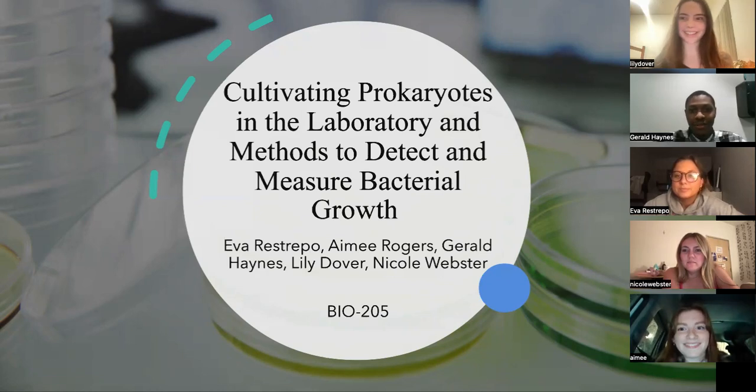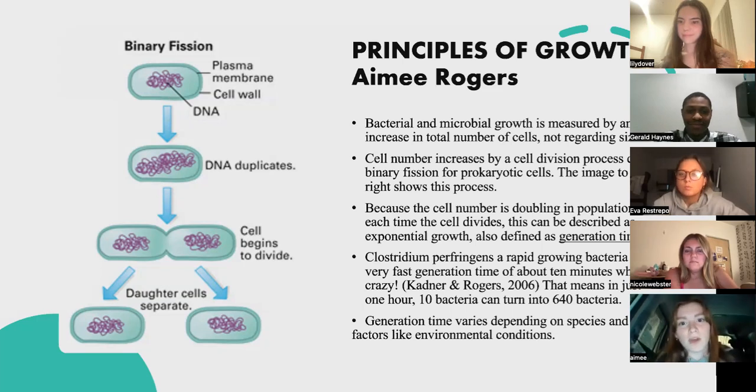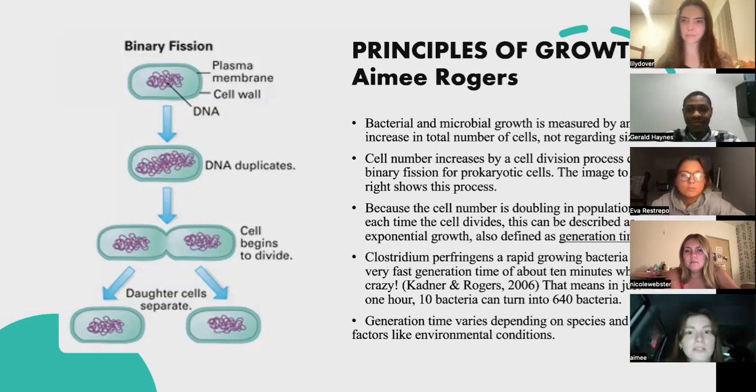This is our presentation on cultivating prokaryotes in the laboratory and methods to detect and measure bacterial growth. Right here we have the principles of growth, and we are talking about how bacterial and microbial growth is measured by an increase in total number of cells, not regarding their size. The cell number increases by a cell division process called binary fission for prokaryotic cells. The image to the right shows us how that works.